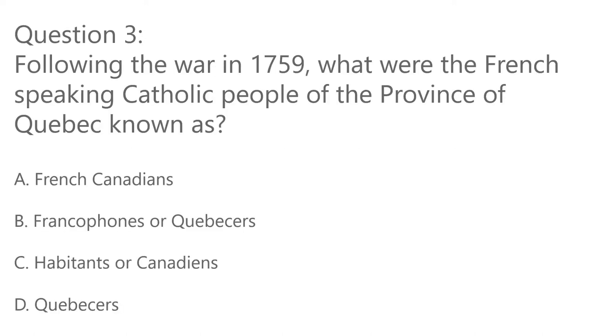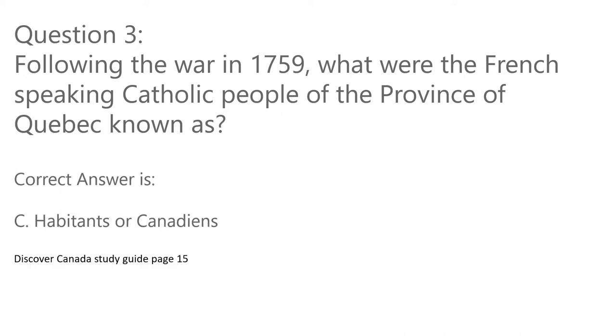Question 3. Following the war in 1759, what were the French-speaking Catholic people of the province of Quebec known as? A. French Canadians. B. Francophones or Quebecers. C. Habitants or Canadians. D. Quebecers. Correct answer is C. Habitants or Canadians. Discover Canada Study Guide, page 15.